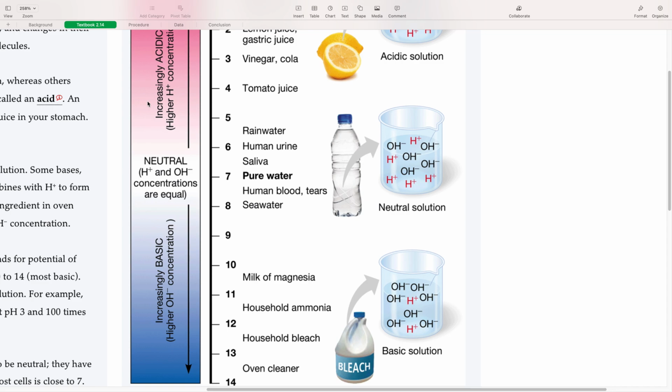So when you get down here to 13 and 14, they're really strong bases. If you've ever dealt with household bleach or oven cleaner, you're going to wear gloves because within a matter of seconds, you'll feel it burning your skin. So a strong base is as deadly as a strong acid.